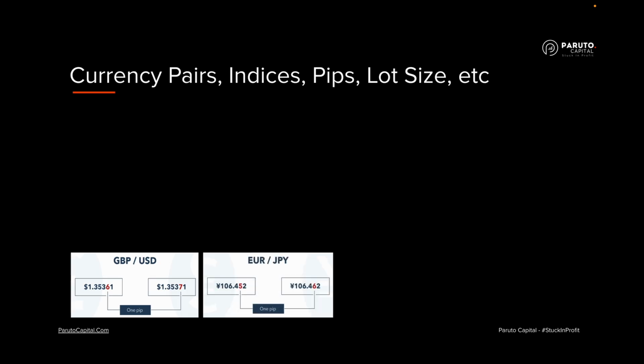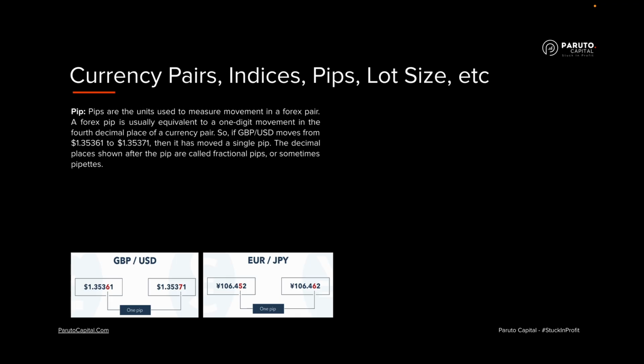Okay, now we also have here Euro JPY. You can see how it's also calculated, just 1 pip difference between the previous price and the current price. Now pips are the units used to measure movement in the forex market. So a forex pip is usually equivalent to a 1 digit movement in the fourth decimal place of a currency pair. So if GBP/USD moves from 1.35361 to 1.35351, then it has moved a single pip.